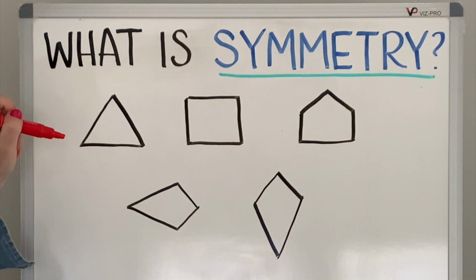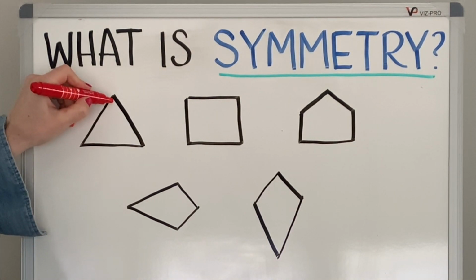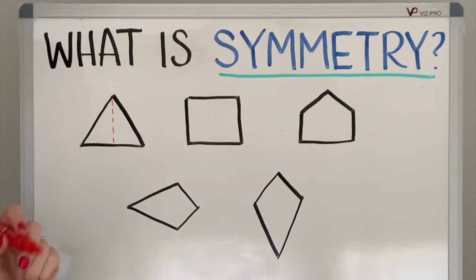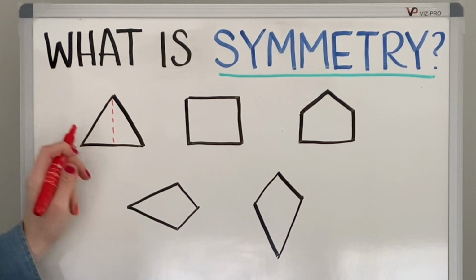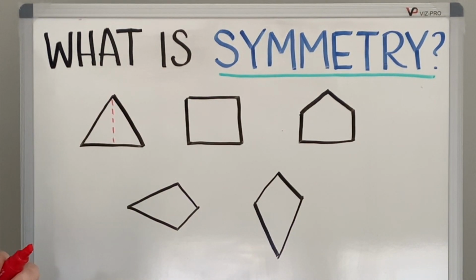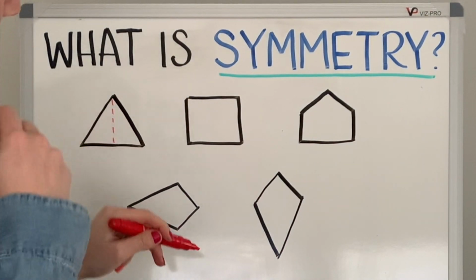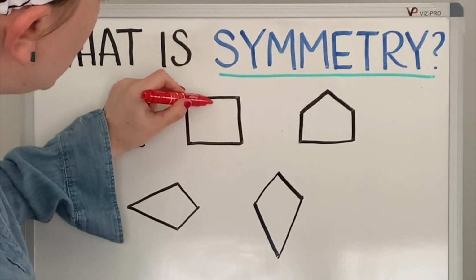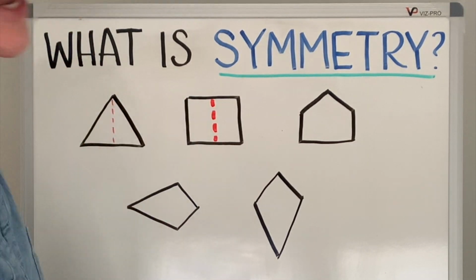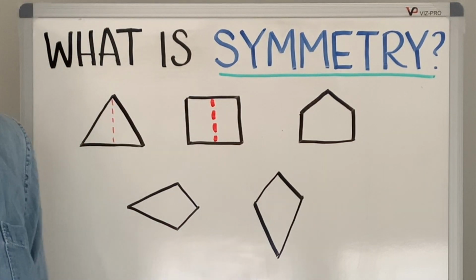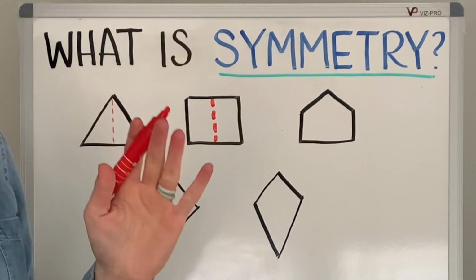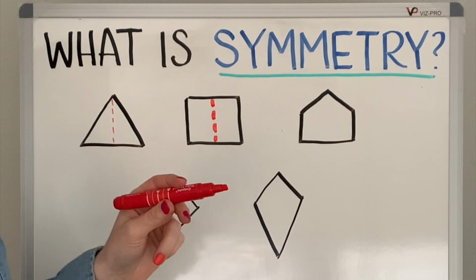So this triangle, to create symmetry, if I draw a line straight down, the left and the right side are equal. If I folded this corner over, it would match up along with the top as well. Now let's see this square right here. If I fold my square in half like this, the left side and the right side are equal. So that means that it is symmetrical based on that line that I drew down the middle.